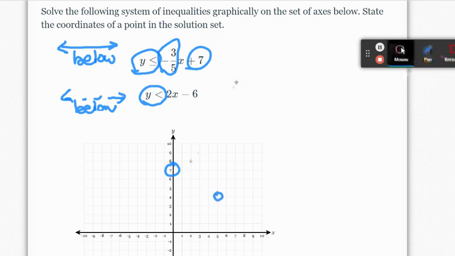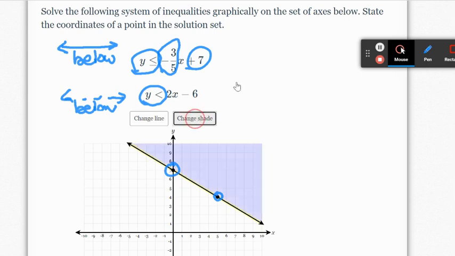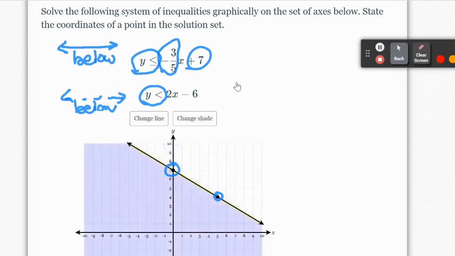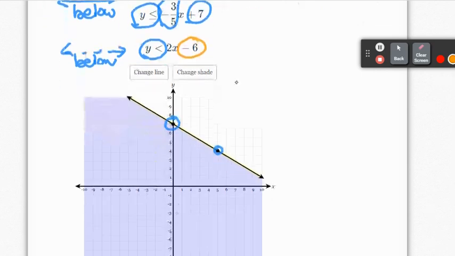And connect those dots. That should be a solid line, so we leave it alone. Shade below it. And that one's done. And then we're going to do the other one. Start at -6. I'm going to rise 2, because my slope is 2. Run 1, up 1, 2, over 1. Connect those two dots.